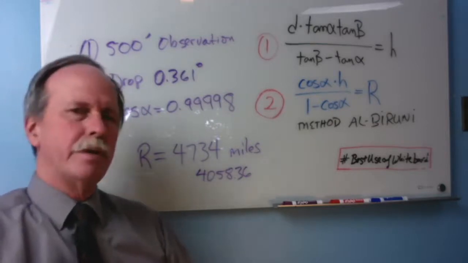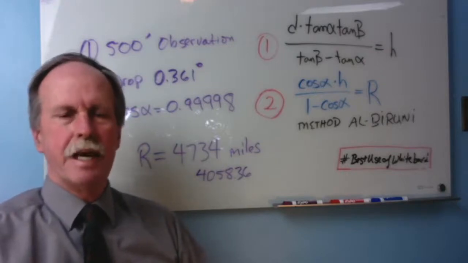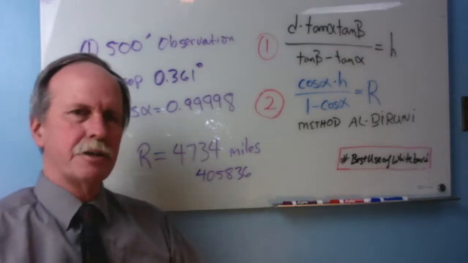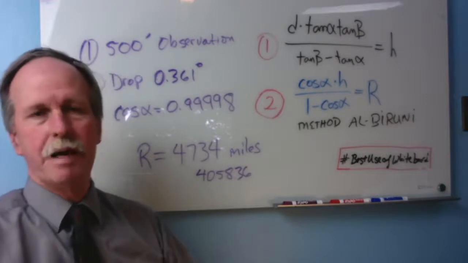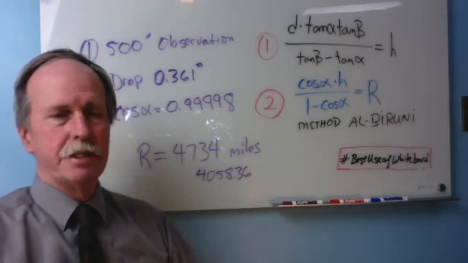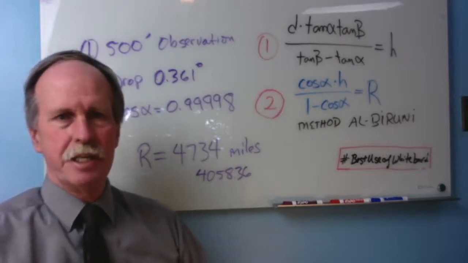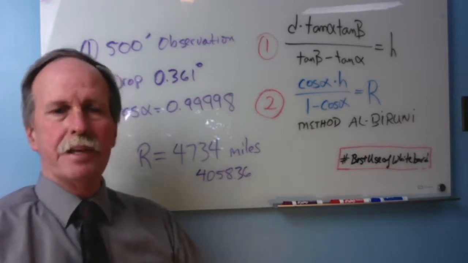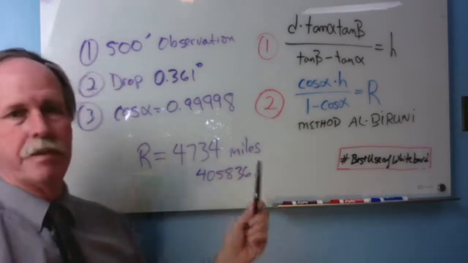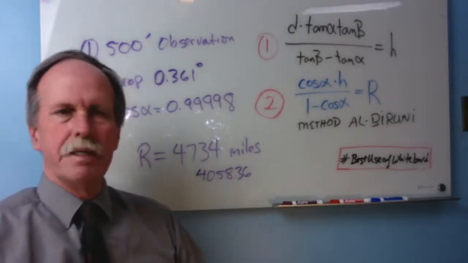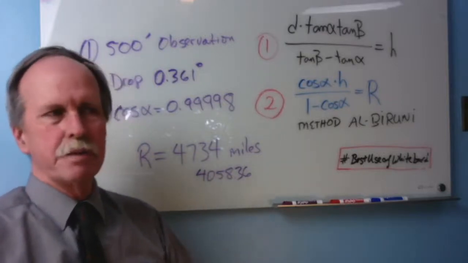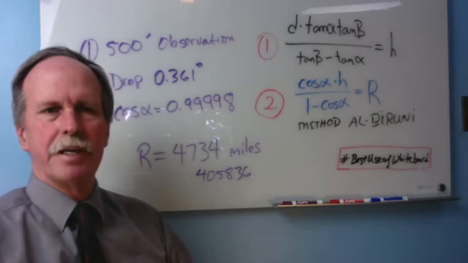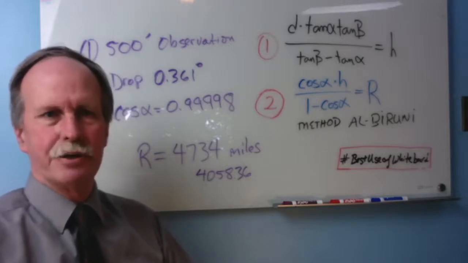Now, when Al-Biruni did his measurement, he was using an astrolabe. And an astrolabe is accurate only to about 1/10 of a degree. So the fact that he got as close as he did with the equipment that he had was pretty remarkable. The other thing is he didn't have any idea of the effects of refraction. So Al-Biruni's Earth was probably about 20% larger than our actual Earth right now.